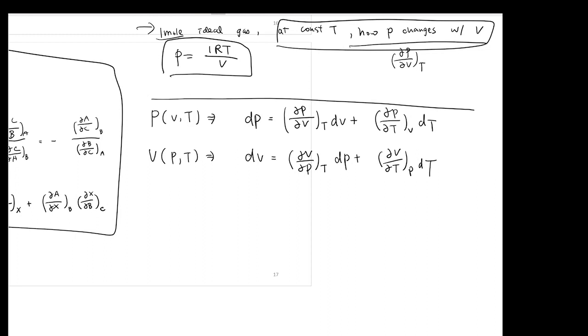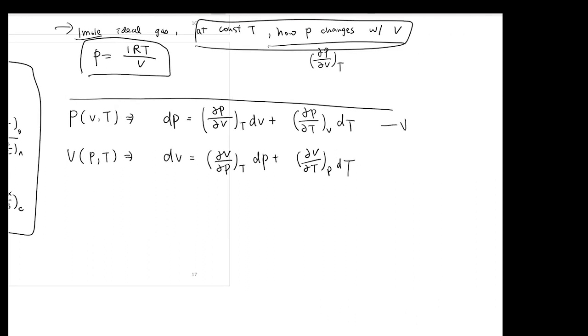Let's say this is equation number 1. This is equation number 2. I'm going to rewrite this equation a little bit, so that I can write dP minus partial P over partial T at constant V dT equals partial P over partial V under constant T dV.